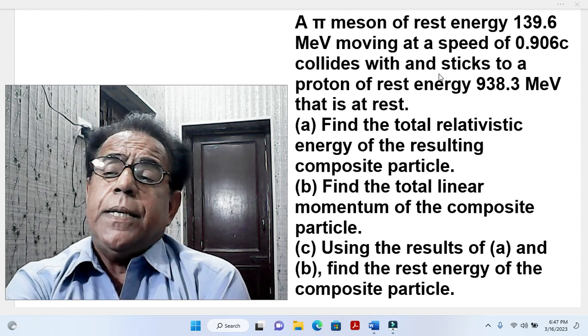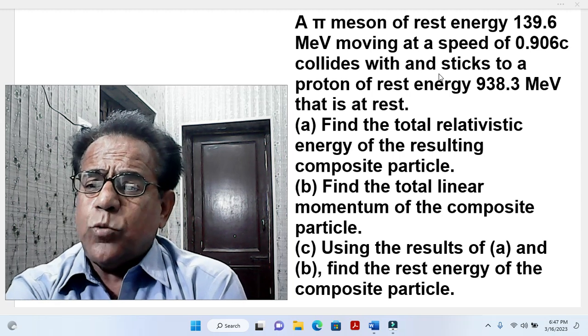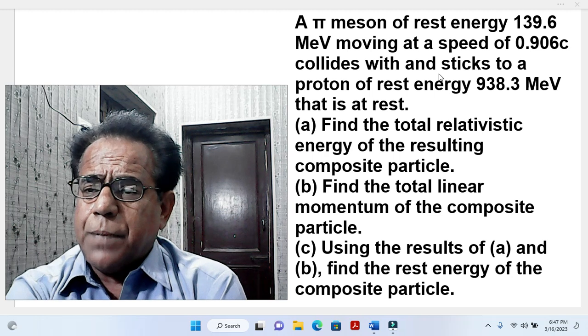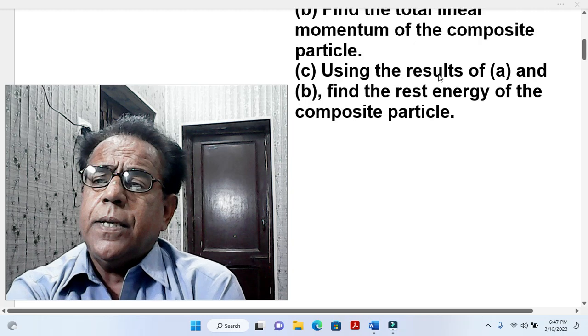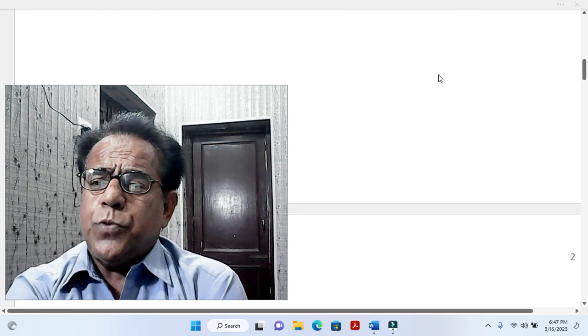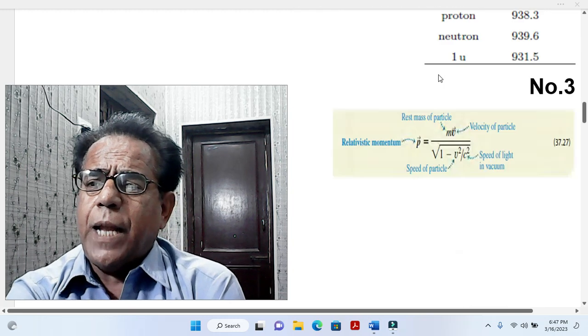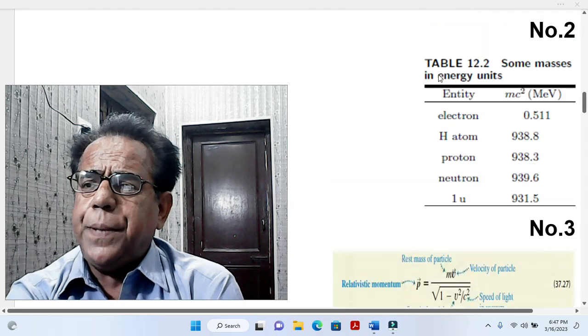While in part C, it is said that using results of part A and part B, find the rest energy of the composite particle. Now we move to helping tools.